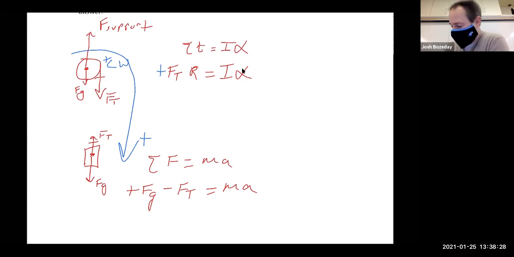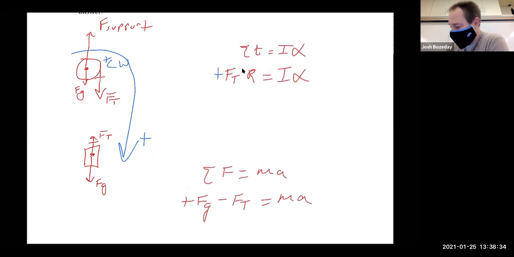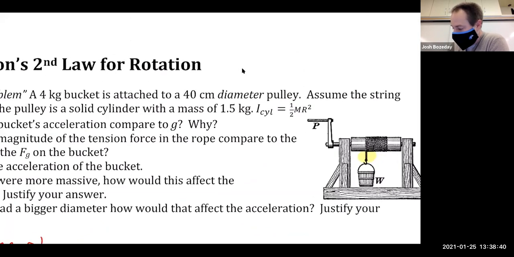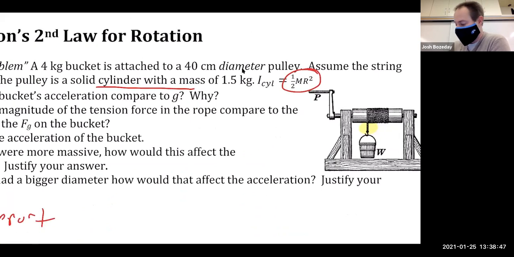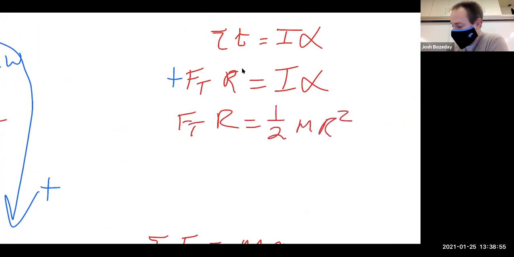The first thing we're going to do is some simplifying. Let me scooch this over here so we have a little more space to work with. We're told that this is a cylinder, and the cylinder has a rotational inertia of 1/2 mr squared. So I'm going to say force tension times radius equals 1/2 mr squared times alpha.